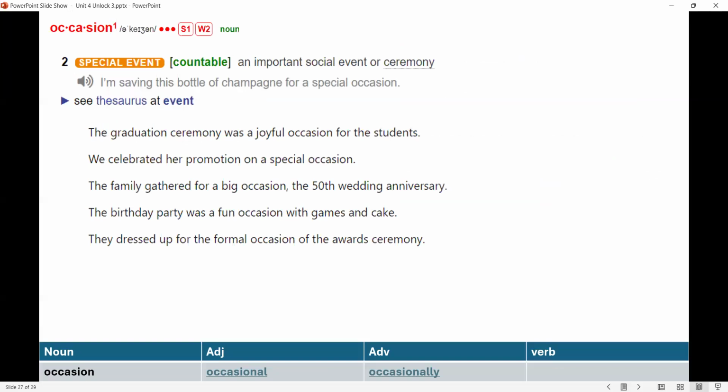Occasion. Occasion means a special event, an important social event or ceremony. Example, I'm saving this bottle of champagne for a special occasion. The graduation ceremony was a joyful occasion for the students.